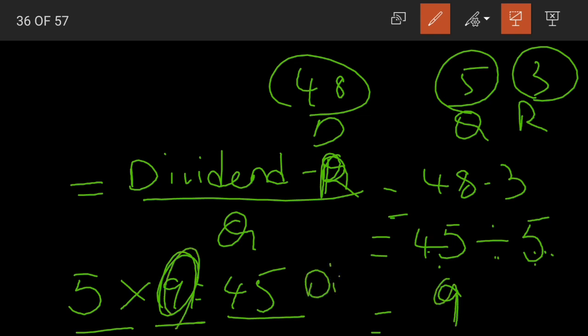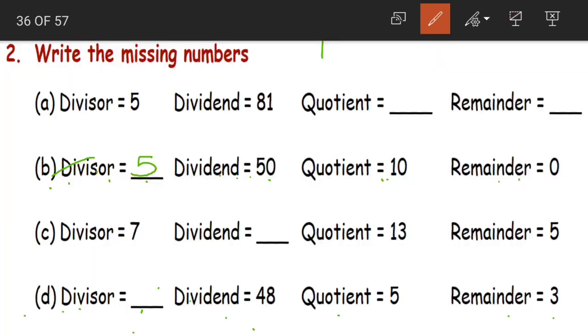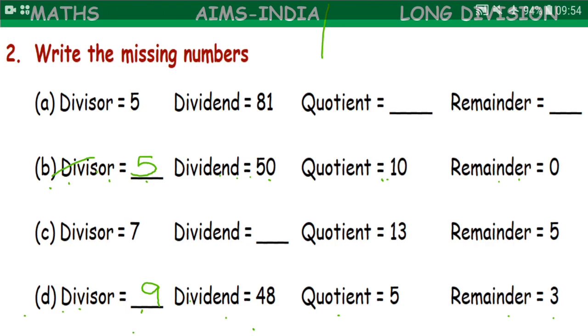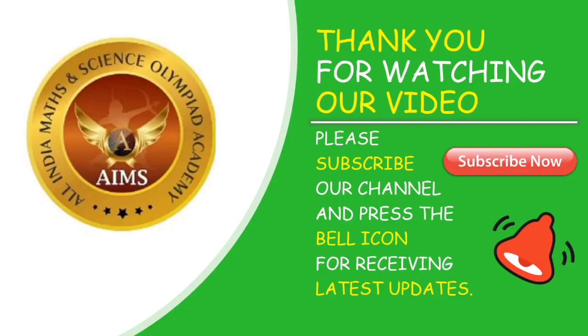Now what is this 9? This is our divisor. 9 is our divisor. Clear, children? With the help of the division statement, we can find out the missing numbers as well. And with this we've come to the end of today's class. Try solving the divisions which I have given for homework.